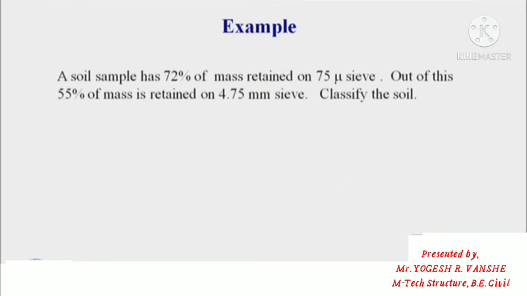Now I will request you to take a pause and solve this problem. A soil sample has 72% of mass retained on the 75 micron sieve. Out of this, 55% of mass is retained on the 4.75 mm sieve. Classify the soil. So take a pause and classify the soil.